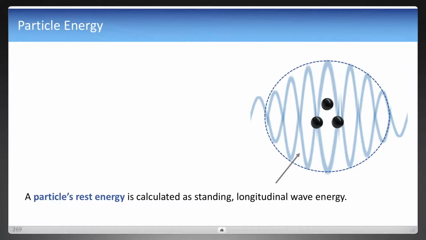It's really just standing longitudinal waves of energy. There's energy there, but a standing wave is essentially stored energy. There's no net propagation of energy in a standing wave. So that's what makes it different from a traveling wave.